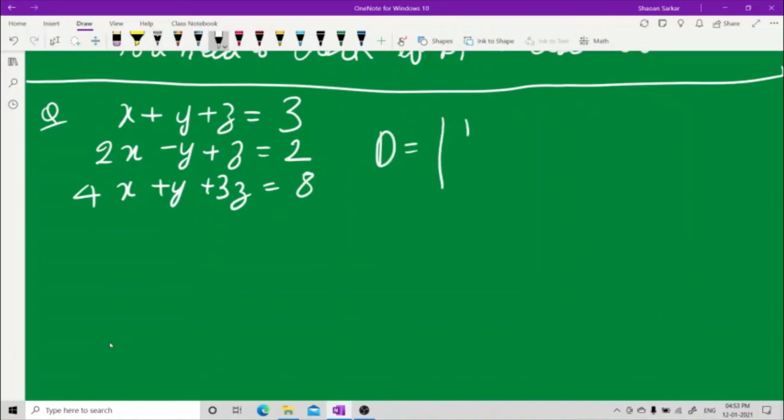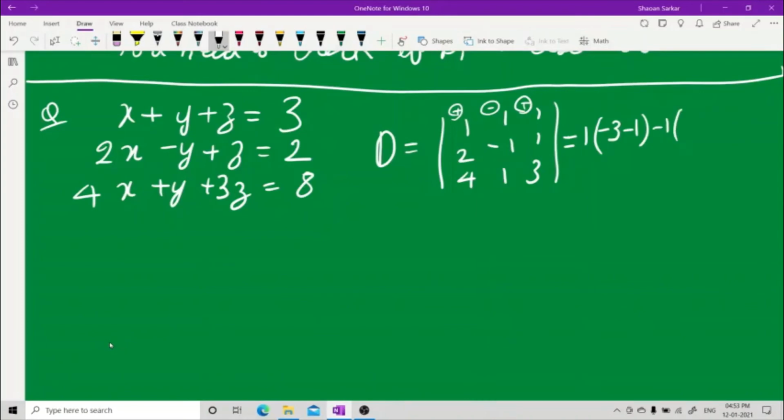D is 1, 2, 4, 1, minus 1, 1, and 1, 1, 3. Now let me give you the result. This is now 1, and you have plus, minus, plus, then 1, that is minus 3, minus 1, then again minus 1. You are hiding the first row and the second column. So 6 minus 4, and then you have plus 1, and you're hiding the first row and this column.